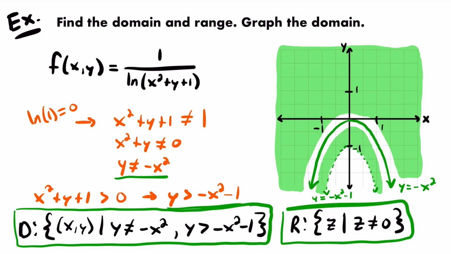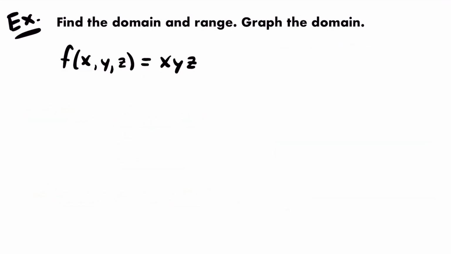Let's take a look at a slightly different one. For this example, we still want to find the domain and range of our multivariable function and graph its domain, except now we have a function of 3 independent variables, right? We have f of x, y, z equals xyz. And so this function represents a 4-dimensional shape. So we're not going to be able to graph this function in any way.